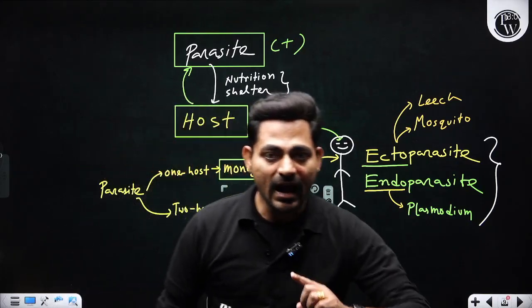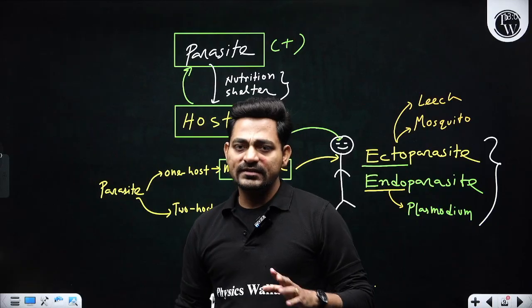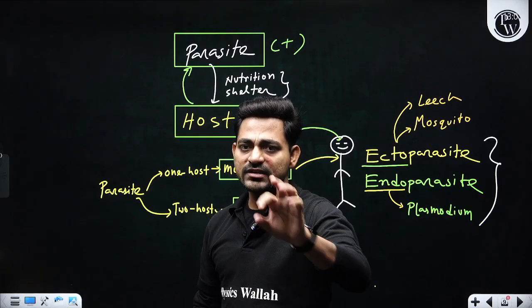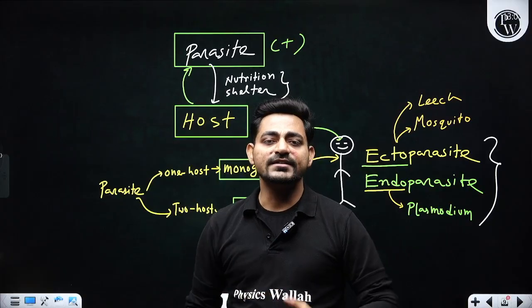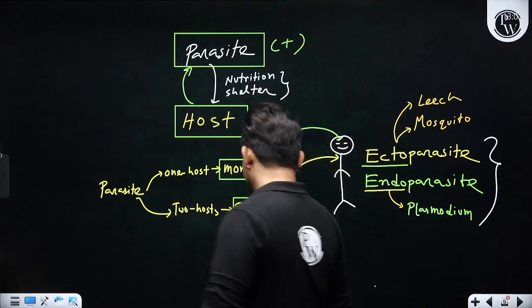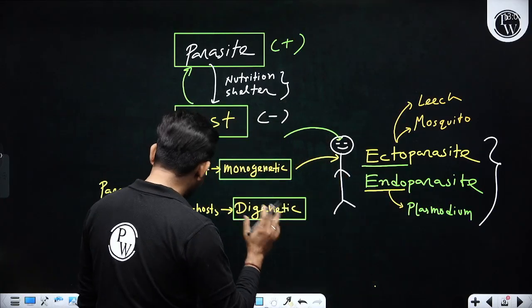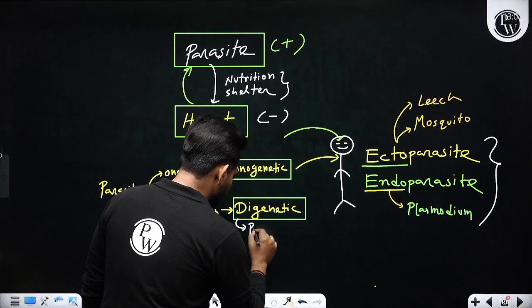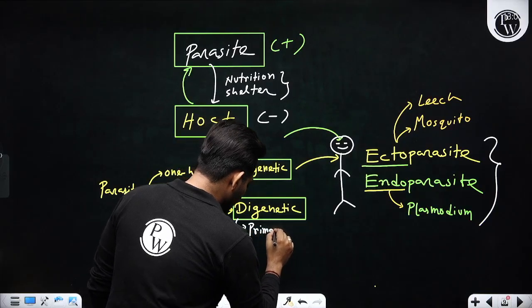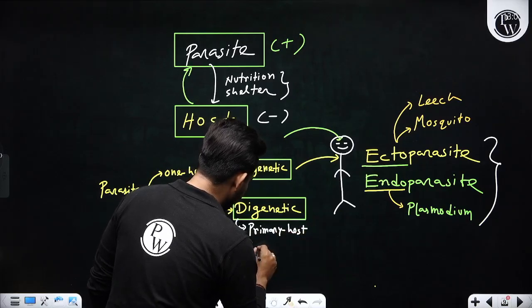If a parasite is attacking only one host, that is monogenetic. If a parasite is attacking two different hosts to escape the immune system of one of them, then that is called digenetic. So if you talk about the digenetic parasite, they have one primary host and they have one secondary host.